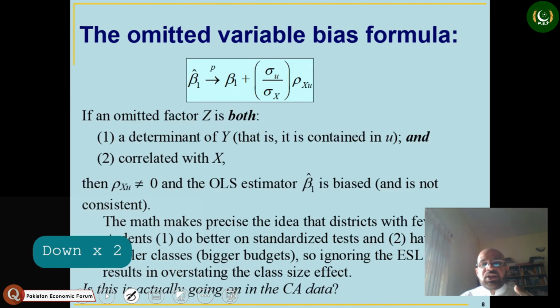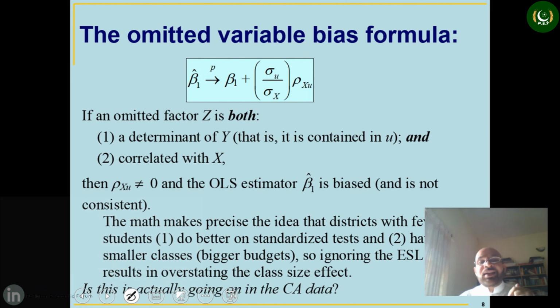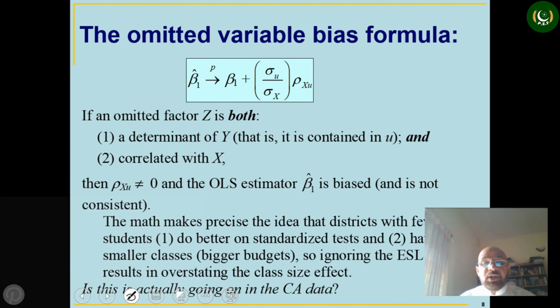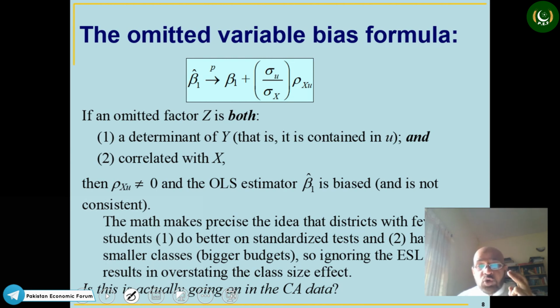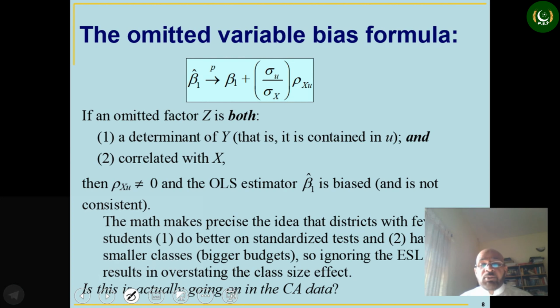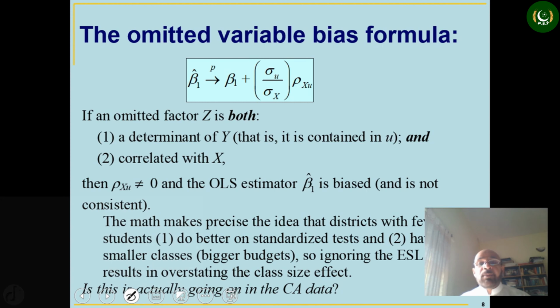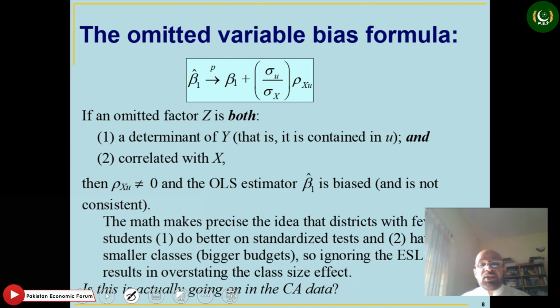So these two conditions, that it should be a determinant of y and it should be correlated with an existing regressor, if satisfied and you have ignored that variable from the model, will lead to omitted variable bias. There are two more examples which I am going to cite here, given in the book. Parking space outside schools: the more students in schools, the more parking space outside schools. But parking space has nothing to do with test score.